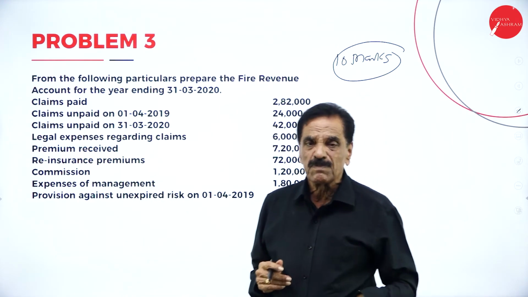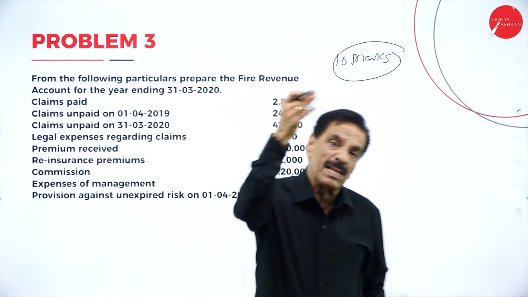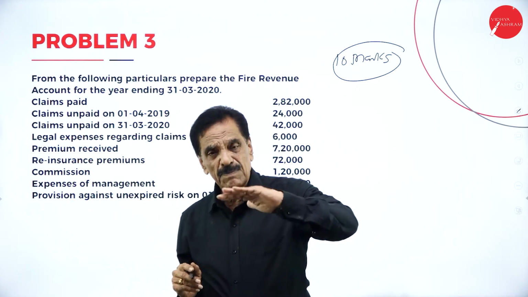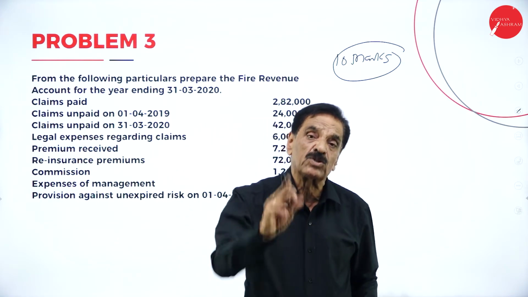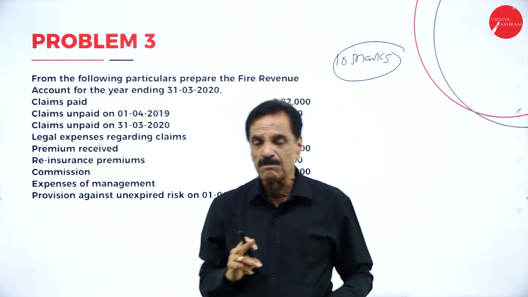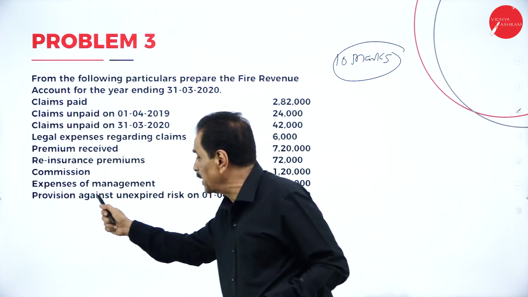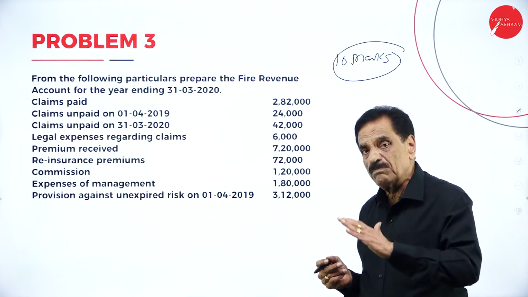Second one, claims. Add outstanding claims of the current year. Claims of the last year should be deducted. Commission paid: if there is ceded, it should be deducted. If accepted, it should be added. Operating means management expenses. If there is any management expense outstanding of the current year, it should be added. Last year should be deducted.